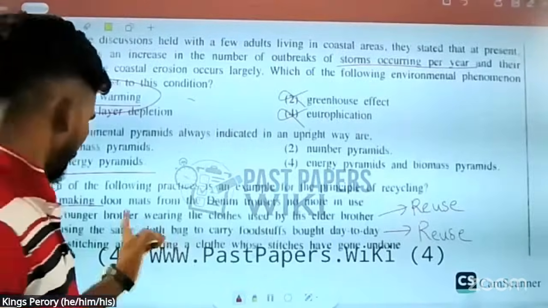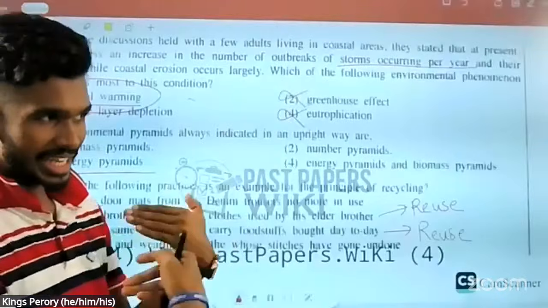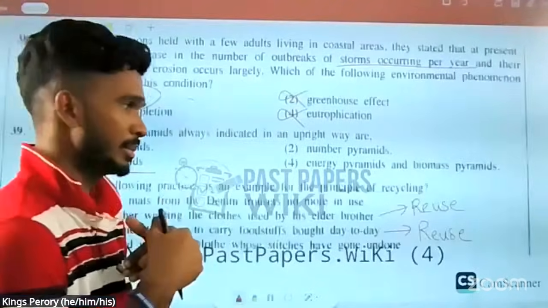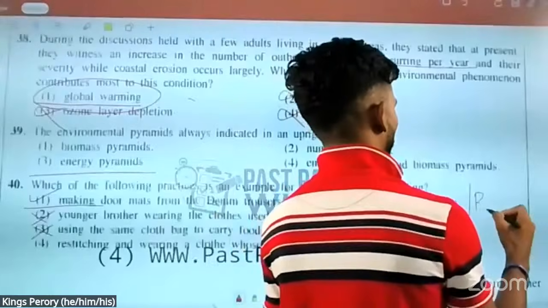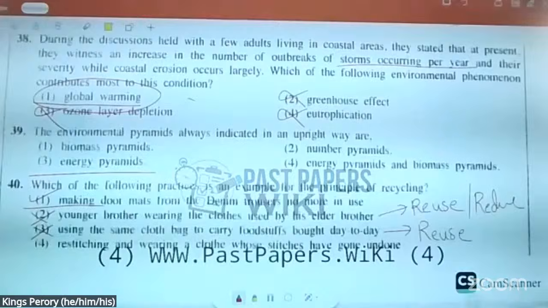Or even you can tell the second one is reduce. Now instead of the younger brother buying a dress, he is going and using his brother's one. So it can be considered as reduce as well. Without buying, he is using someone else's. Reduce.